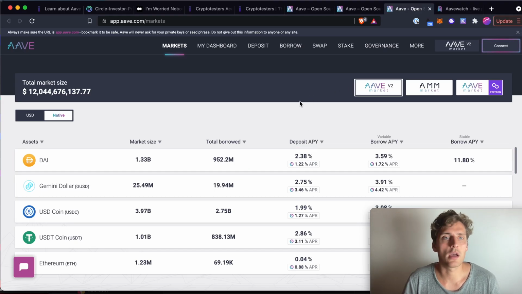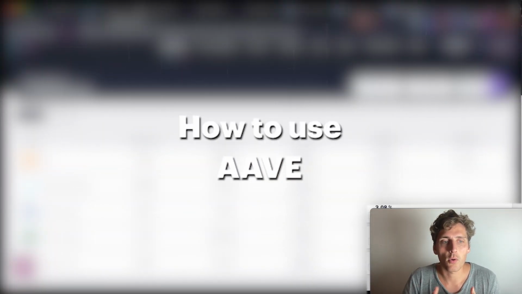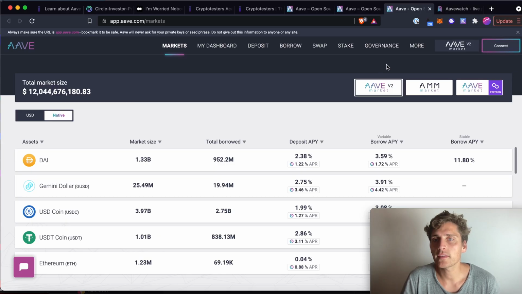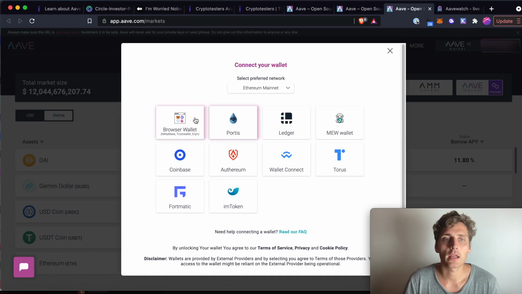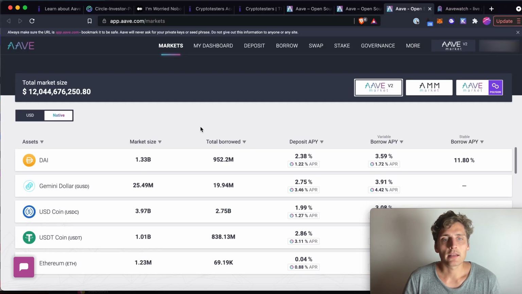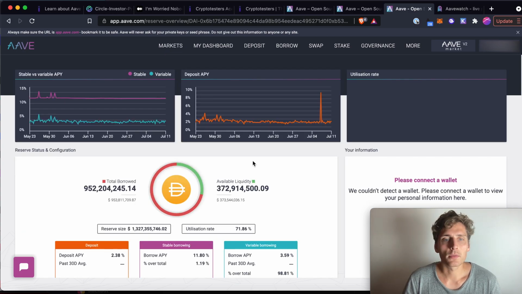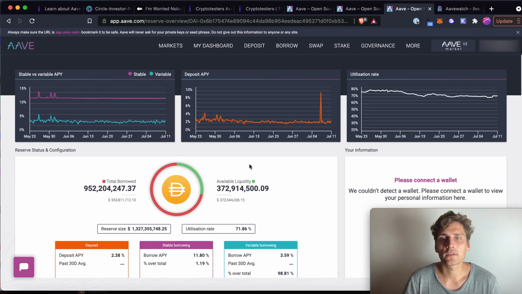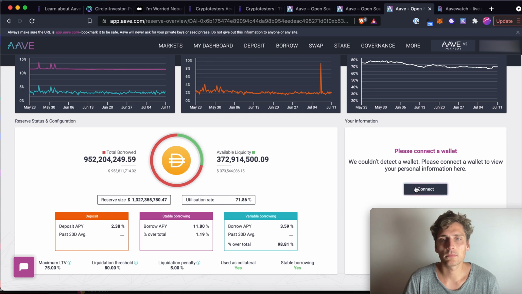So enough talking. Now that you have a rough understanding of how all of this works, let's dive into it. Let's try it out. So the first step that you have to undertake is to connect your wallet, and I use MetaMask. I've also shown in a video how to use MetaMask. Then you select an asset that you want to deposit and earn interest on. So in my case, I'm gonna deposit some DAI.